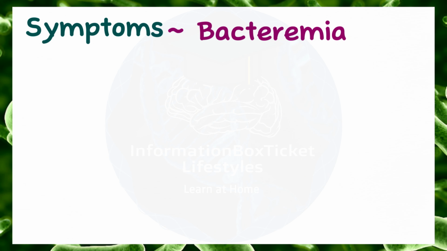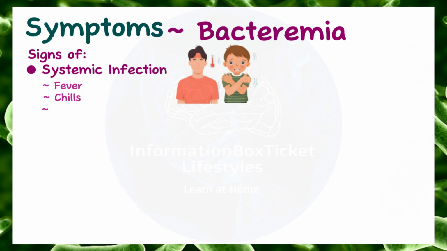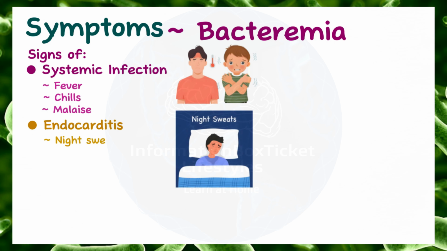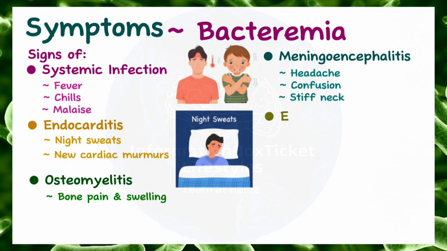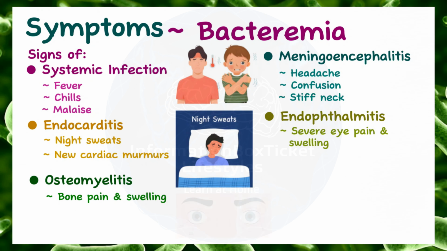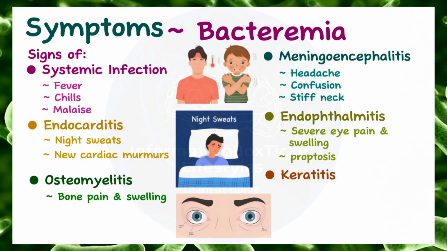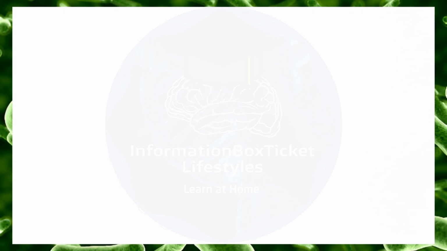With bacteremia, symptoms include signs of systemic infection such as fever, chills, and malaise. In the case of endocarditis, additional symptoms may include night sweats and new cardiac murmurs. Osteomyelitis presents with bone pain and swelling, while meningoencephalitis is characterized by headache, confusion, and a stiff neck. Endophthalmitis can cause severe eye pain and swelling, and in some cases, the eye may bulge out of its socket, a condition known as proptosis. In keratitis, impaired vision may occur.